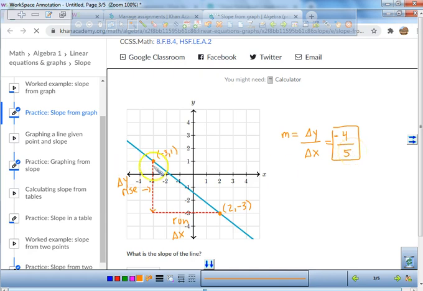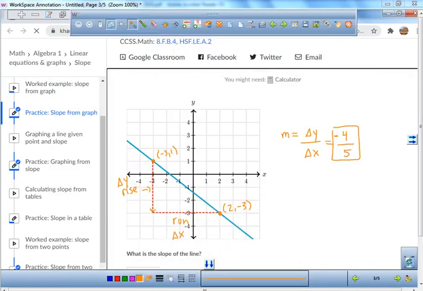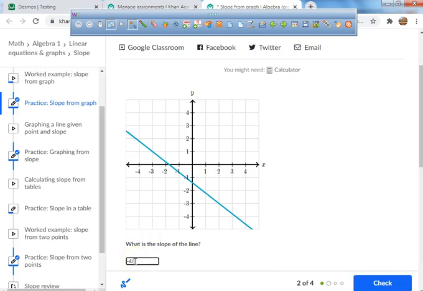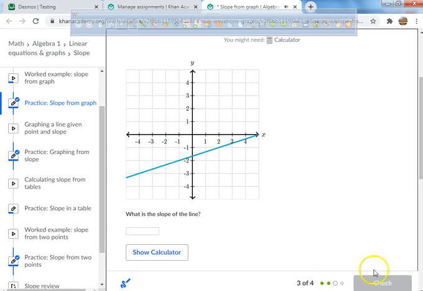Now, which is faster? Just doing what? Going down and over. What do you have to have in order to use Desmos? You have to have the set of ordered pairs in order for that to work. Okay? So here we go. All I'm doing right now, I'm going to go over here. And what am I going to type in right there? -4/5. Do you guys see how I typed it in? -4/5. Boom.